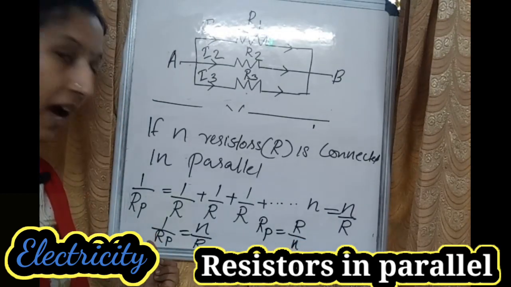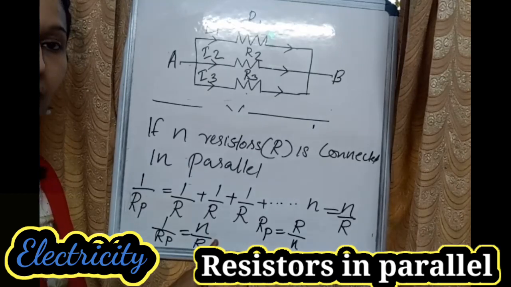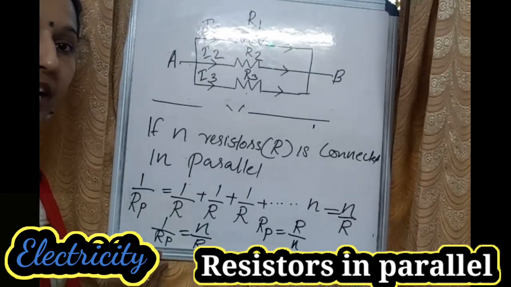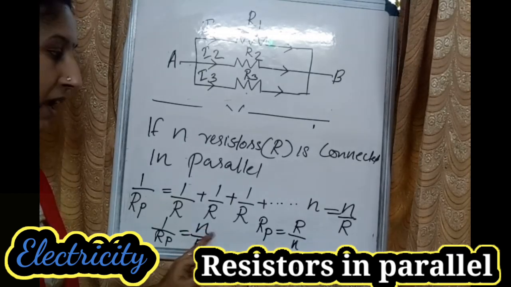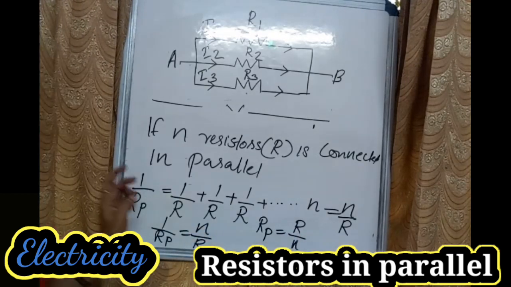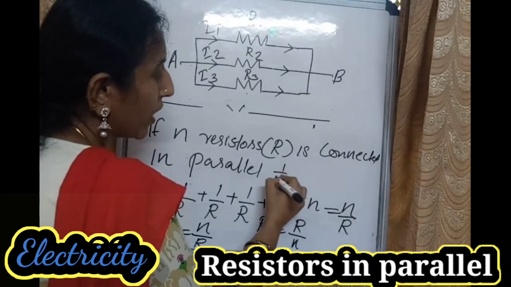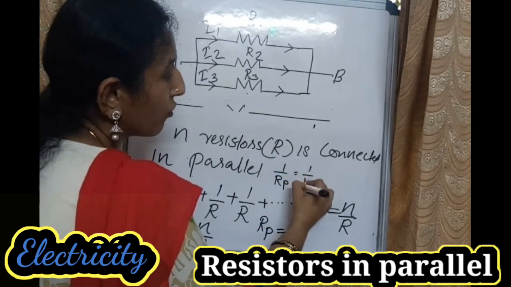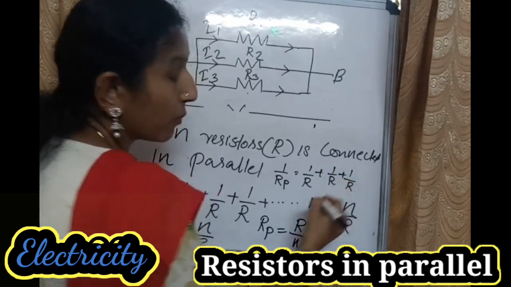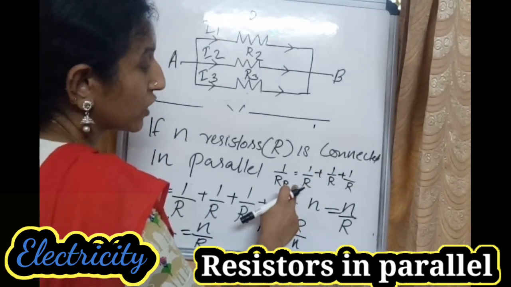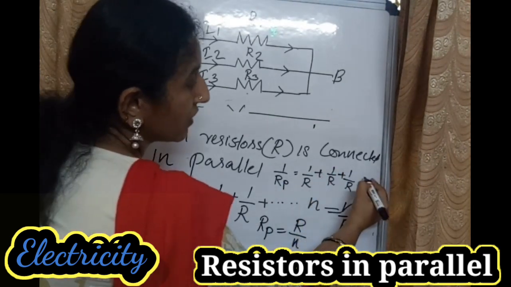Here we proved that 1 by Rp equal to n by R. So to find Rp, take the reciprocal: Rp equal to the reciprocal of n by R, that is R by n. For example, if three resistors of R are connected, 1 by Rp equal to 1 by R plus 1 by R plus 1 by R. So how many resistors? 3 resistors. So the total is 1 plus 1, 2, 2 plus 1, 3, so 3 by R.